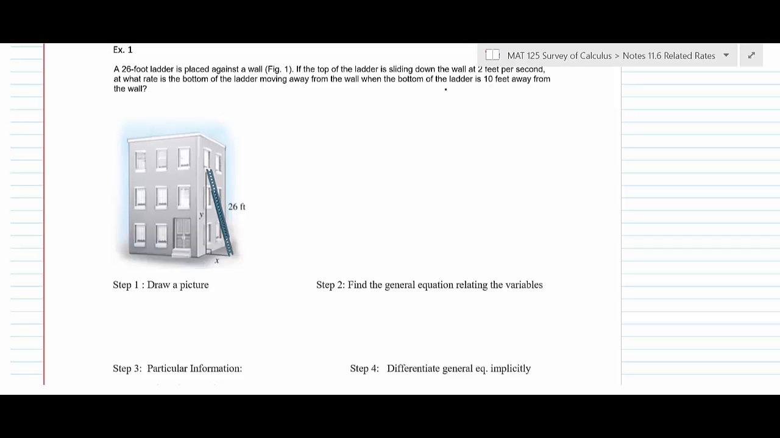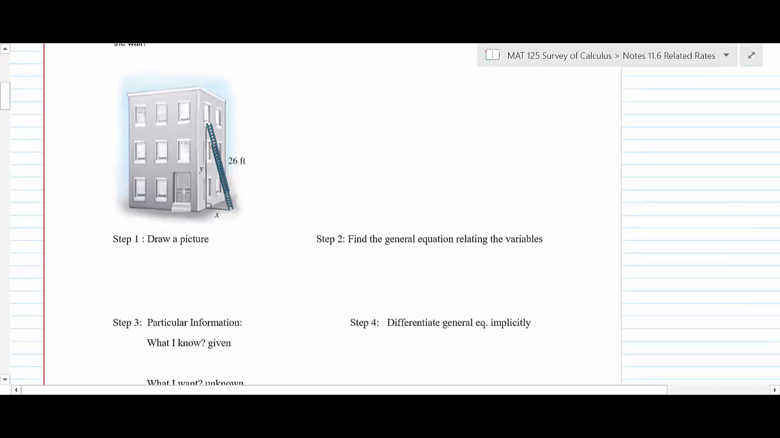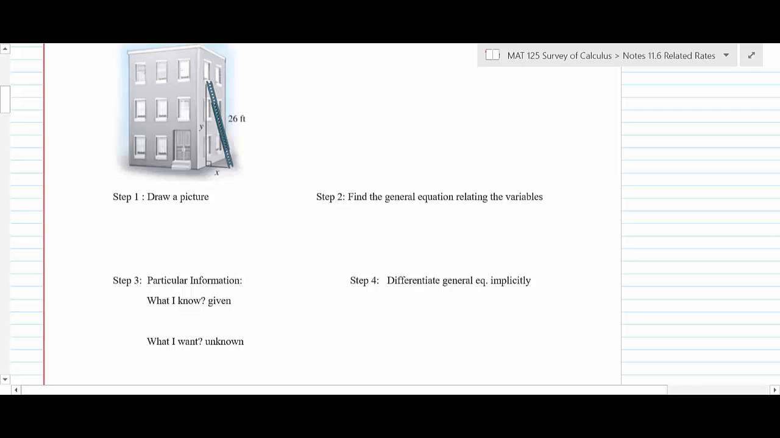So the idea is I'm going to give you this rate. You're going to find this rate based on that. So typically what you're doing is you're relating derivatives, anytime you're dealing with rates. One of the things you always want to do, and these are the steps you want to go through carefully, because if you don't, you'll struggle putting this together, because they're word problems, and what students struggle with is putting word problems together anyway. So we've got a picture.